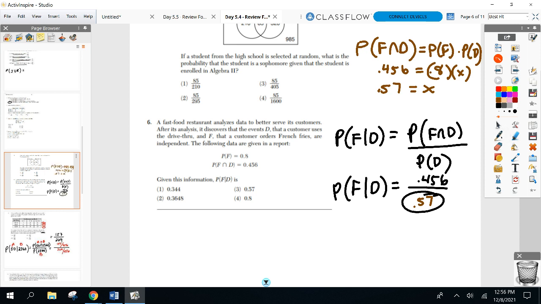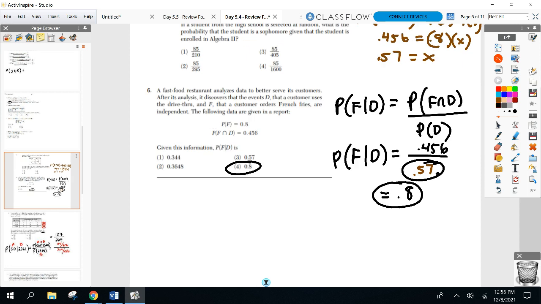And what do we end up with here? 0.8. Where did you get that? I divided 0.456 by the 0.57 for the probability of D we just found. Yep. Right. I said earlier, yes, there's a shortcut.